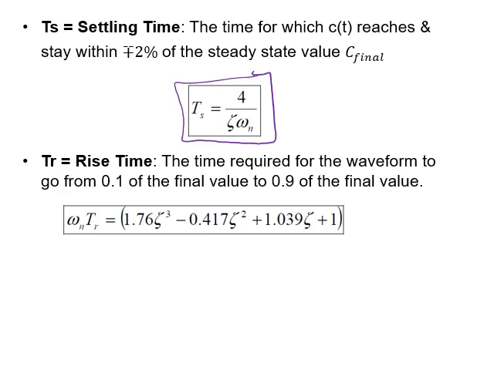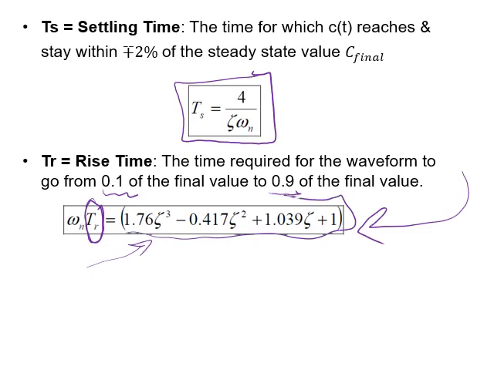Next, rise time, which is the time taken for the response to go from 10% to 90% of the final value, which is calculated from this equation. This is rise time. It is actually an approximate kind of equation. From here we can calculate TR as this value divided by omega n.